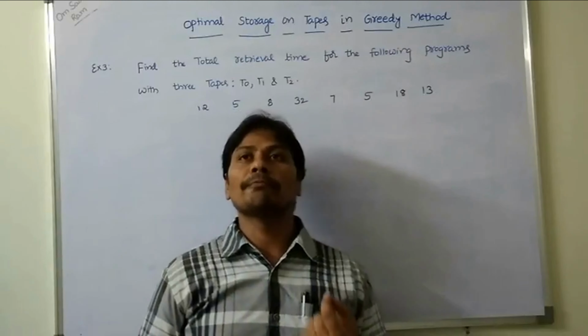How to assign programs to 3 tapes T0, T1 and T2, and how to find out total retrieval time in this problem. So here, find the total retrieval time for the following programs with 3 tapes T0, T1 and T2. The number of programs is 8. So first, arranging these program lengths in ascending order.